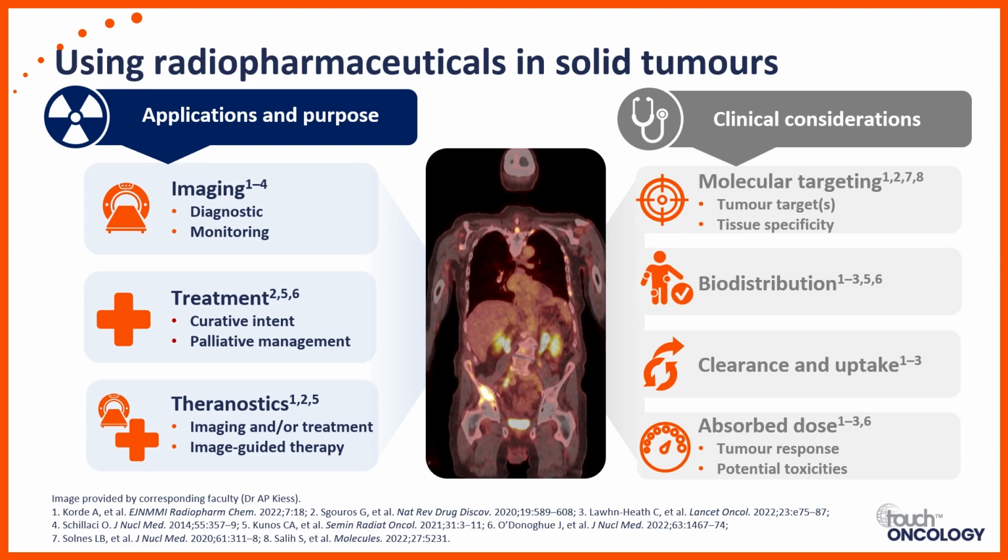So biodistribution and pharmacokinetics play a large role in determining what the final absorbed dose is to tumors versus normal tissues, and these absorbed doses are directly related to tumor response and toxicities.